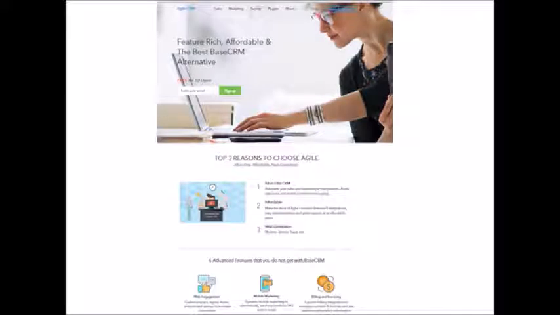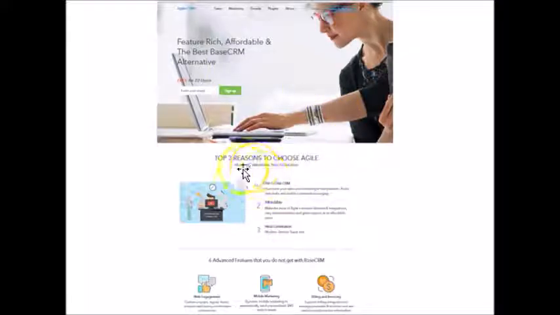Well, this is what is presented in front of me. It goes: feature rich, affordable, and the best Base CRM alternative. Okay, so definitely the headline has been customized for people landing on this page from that search result, right? It doesn't just talk about Agile in the headline. It specifically mentions that this is the Base CRM alternative, right?